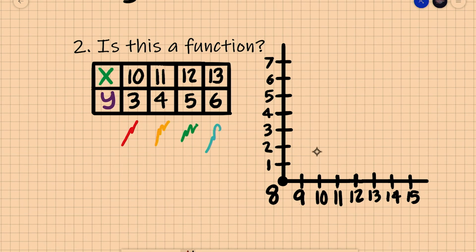If you start at 10 and go up by 3, and then you go to 11 and go up by 4, then you go to 12 and go up by 5, and then finally 13, go up by 6. You should hopefully see, once again, there is absolutely no touching on each line. Each line only has one point.